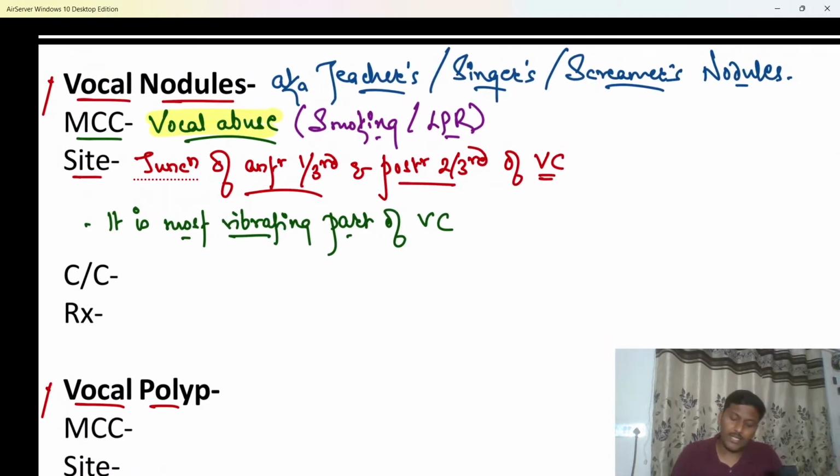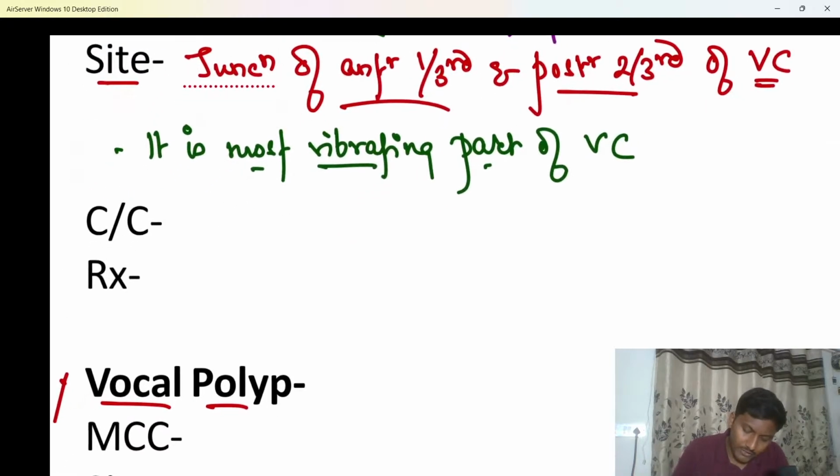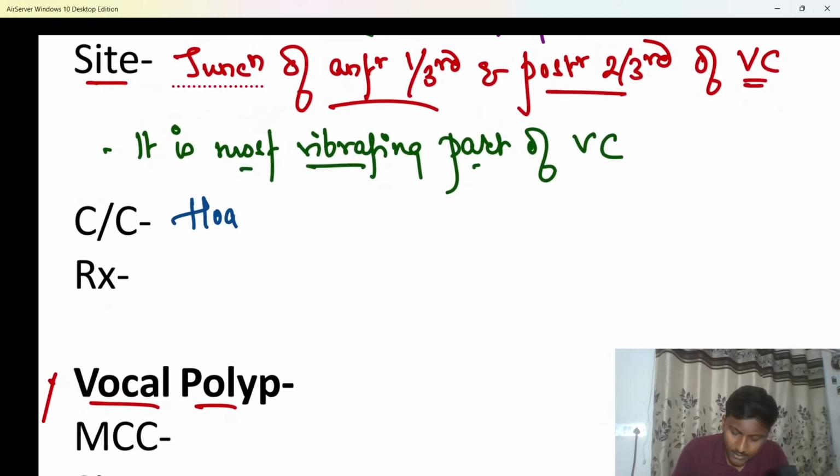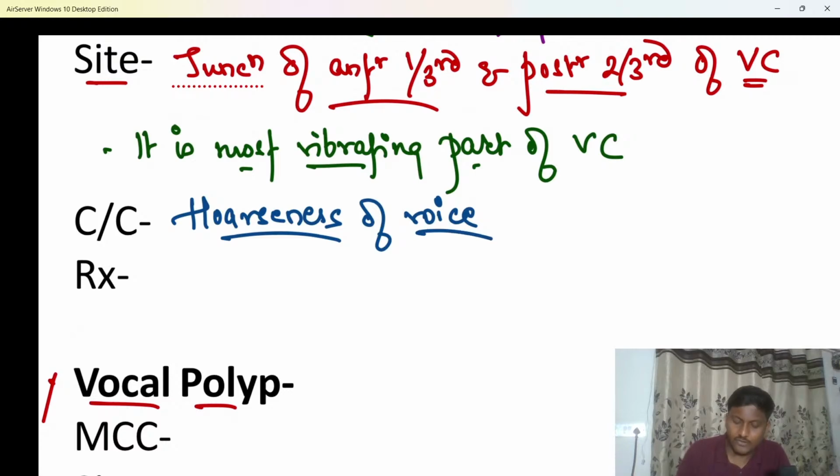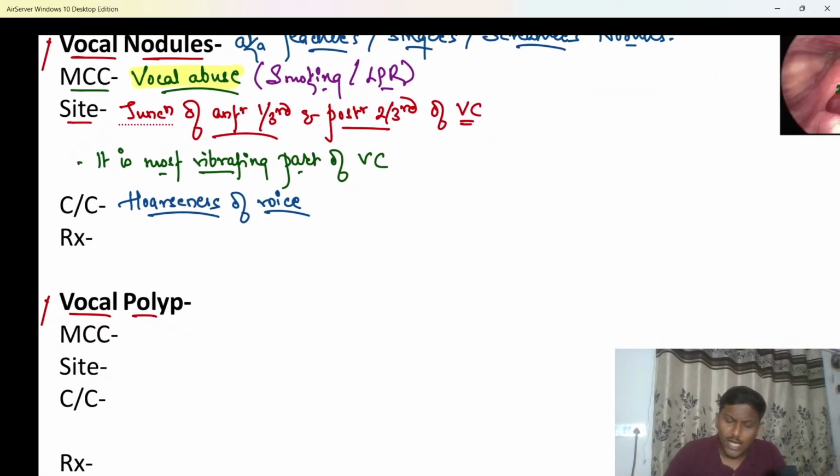One thing you have to remember, beta: whenever there is any kind of problem or damage to the vocal cord, the main or chief complaint of the patient is none other than hoarseness of voice. The patient's voice will become bad. So the patient is going to complain mainly of hoarseness of voice. Got it? So the patient will have hoarseness of voice, that you have to remember. Apart from that there are no other symptoms as such. Mainly there will be hoarseness of voice itself.